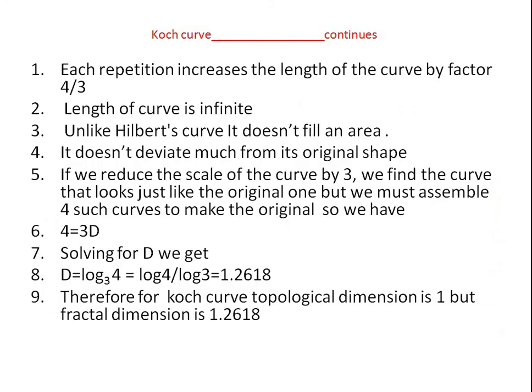So if we reduce the scale of the curve by 3, we find a curve that looks just like the original one, but we must assemble 4 such curves to make the original. So we have 4 = 3^d. Then solving for d, we get d = log_3 4 = log 4 / log 3 = 1.2618. Therefore for the Koch curve the topological dimension is 1, but the fractal dimension is 1.2618.